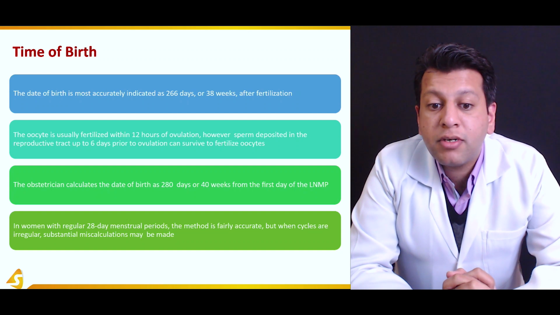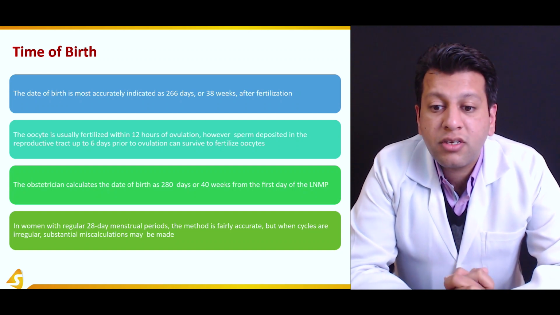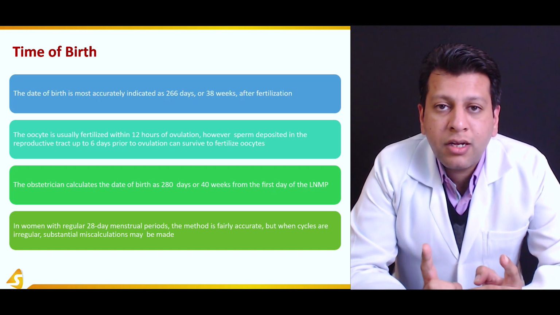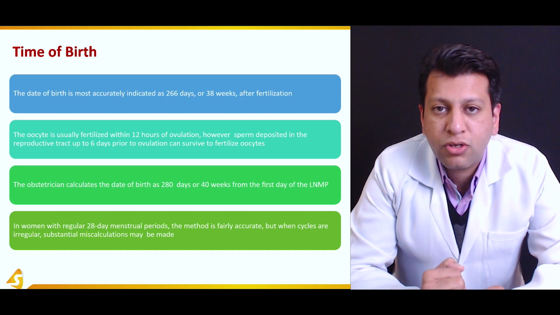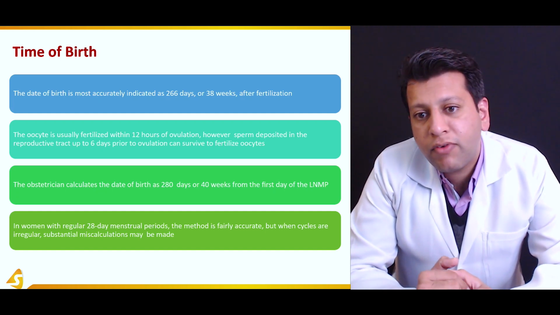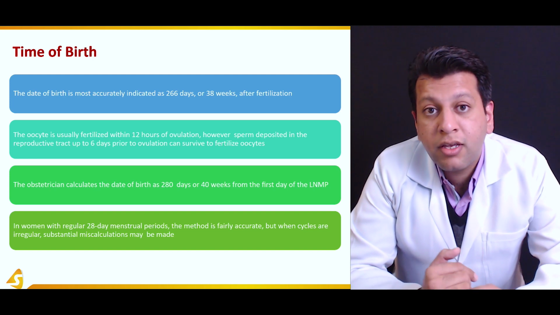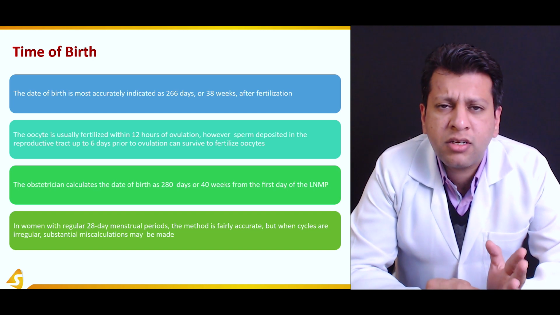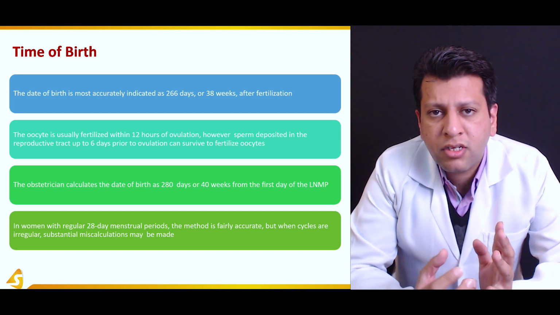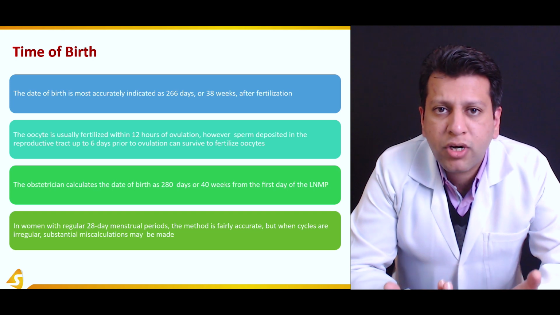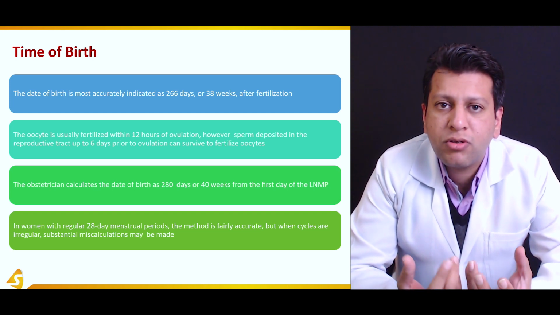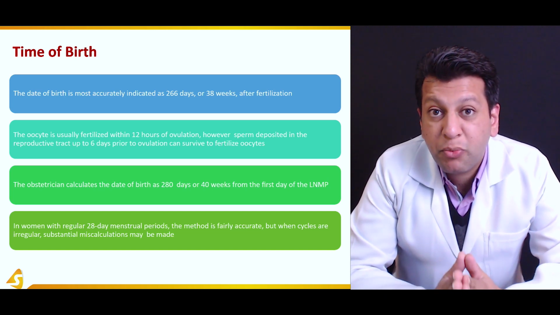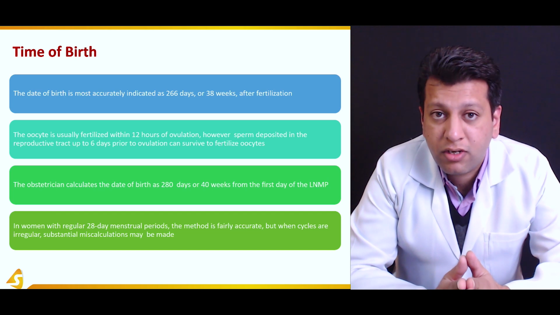The date of birth is most accurately indicated at 266 days or 38 weeks after fertilization. Now there is a problem over here. Sometimes the cycle is not regular. At times a female is not sure when she was fertilized, because although there's an increase in body temperature when ovulation occurs, there are certain signs which tell you that she may be ovulating at this time, but to pinpoint exactly when the fertilization occurred is really very tough.